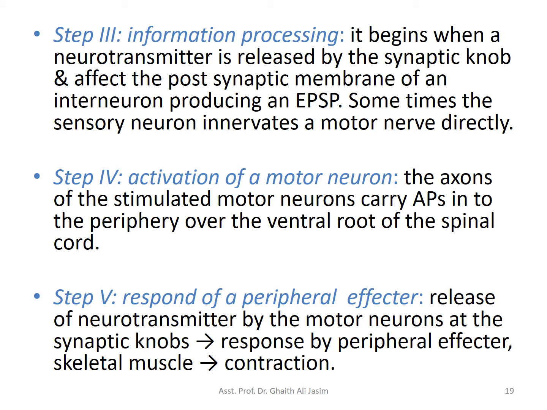Step number 4, activation of a motor neuron. The axons of the stimulated motor neurons carry action potentials into the periphery over the ventral root of the spinal cord. Step number 5, response of the peripheral effector. Release of a neurotransmitter by the motor neurons at the synaptic knob will cause response by the peripheral effector. For example, if it's a skeletal muscle, there will be contraction.